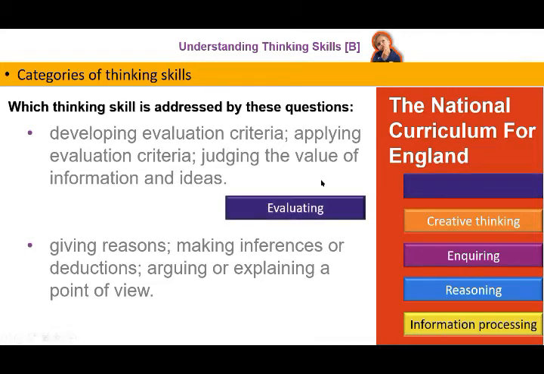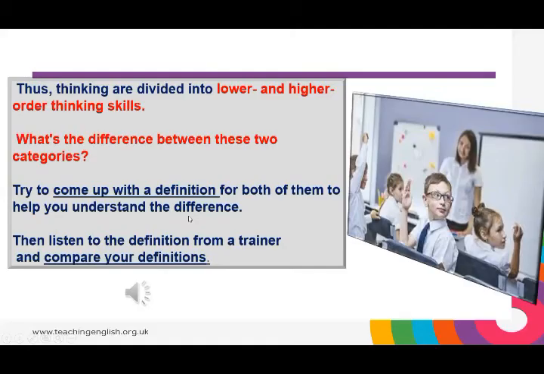Okay. The last one. Who can answer? Giving reasons, making inferences or deductions, arguing or explaining a point of view. Reasoning. Yes, reasoning. Excellent. That's reasoning, giving reasons. Okay, thank you so much.